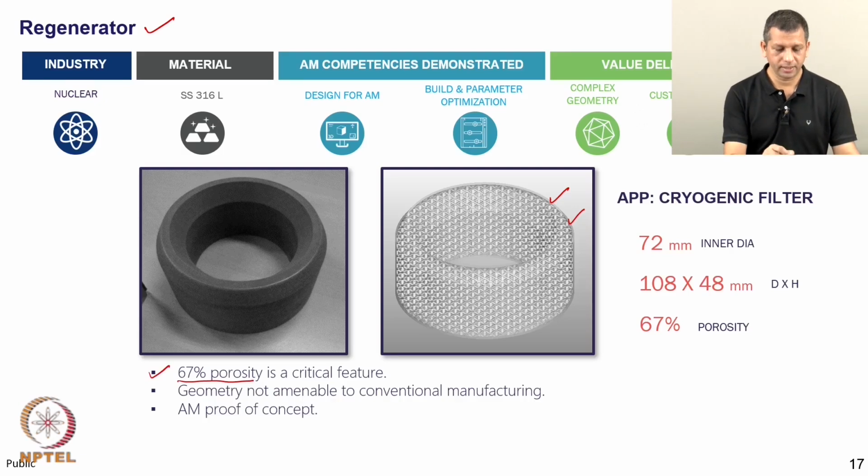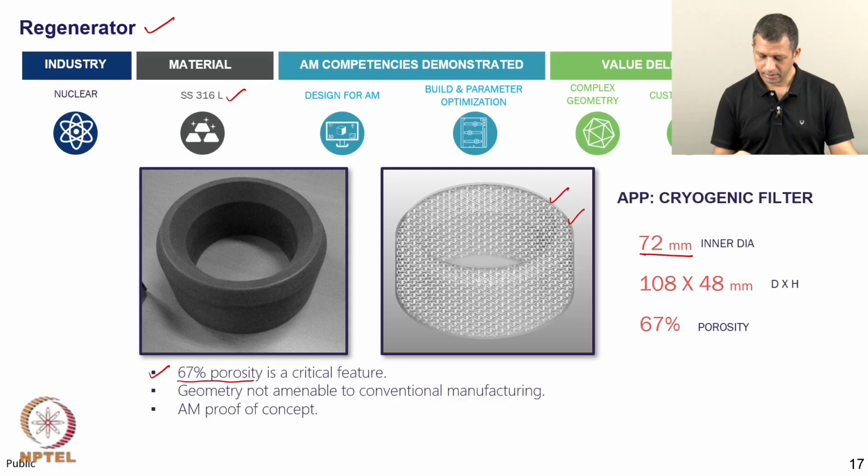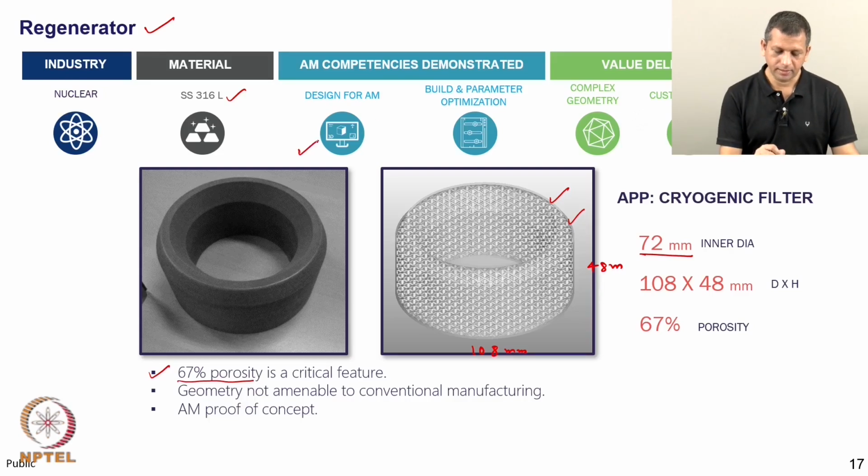The material used here is stainless steel 316L. The inside diameter of this part is 72 mm. Overall geometry, the outside diameter of this device is 108 mm and the height is 48 mm. This application demonstrates how designs can be made for additive manufacturing, and how build and parameter optimization can be achieved.